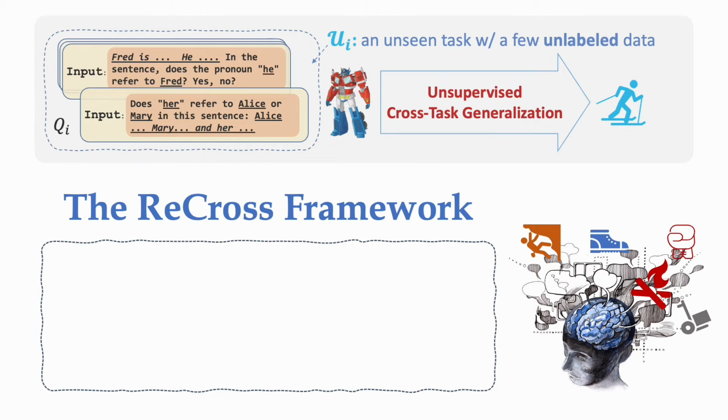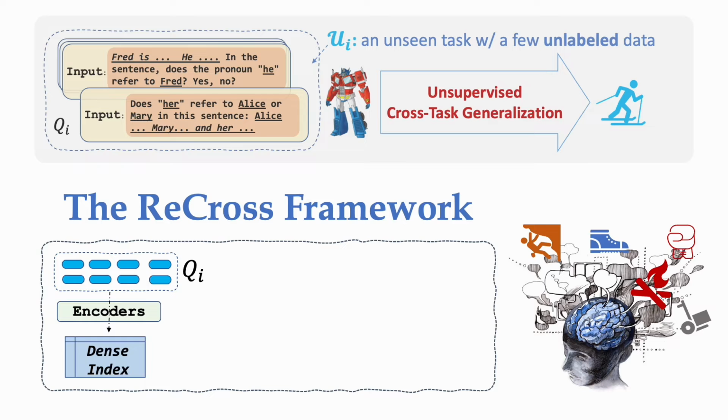So in order to benefit from such retrieval augmentation, we propose a novel framework named ReCross. ReCross has two ranking stages. In the first ranking stage, we use an encoder to encode each query example and then query the initial candidates from the pre-computed dense index of all upstream data. This process is done by a maximum inner product search, which is extremely efficient.